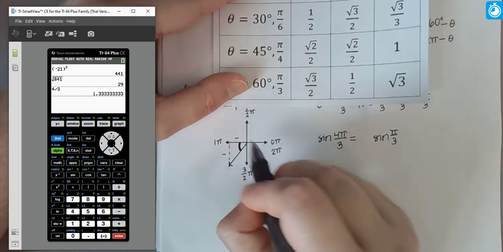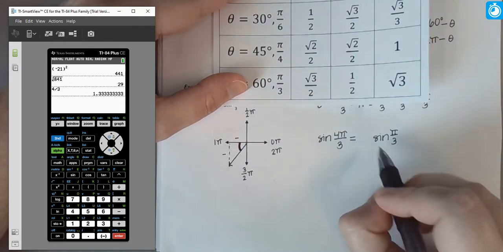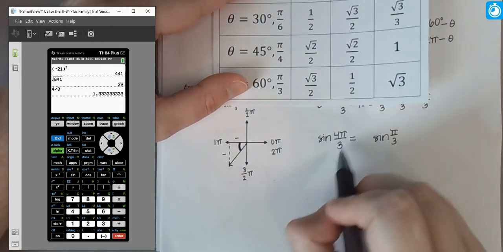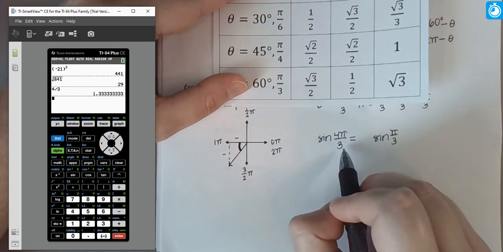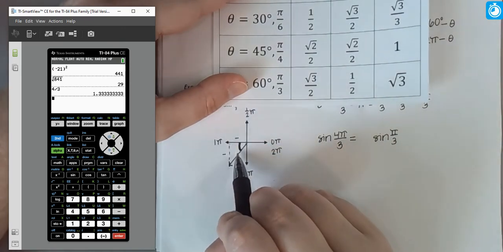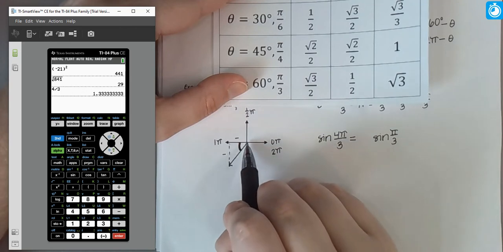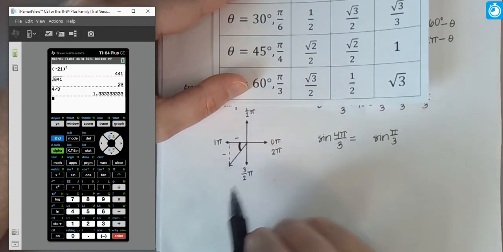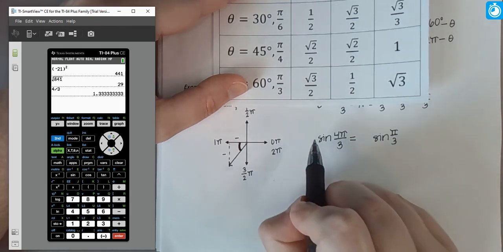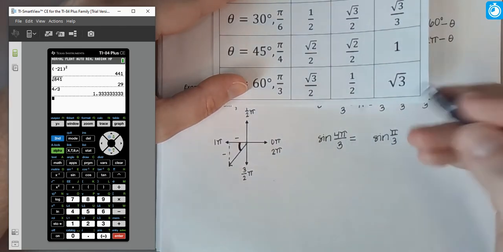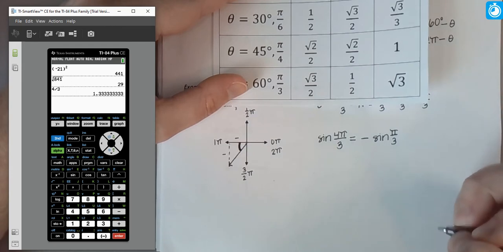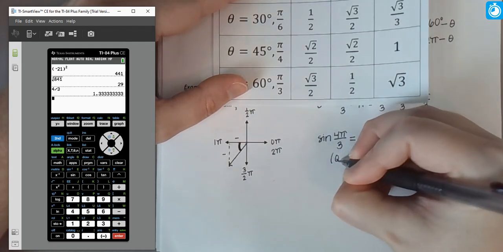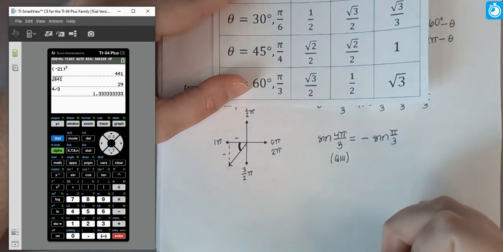So everything in the first quadrant has a positive value, so whatever this number is, this is a positive number. What is this number going to be in terms of its sign, though? If we're in the third quadrant, we know the sine, which is related to our y coordinate, is going to be negative. So these two are going to have the same absolute value, but we're going to have to make this number negative in order to account for the fact that this is in quadrant 3.